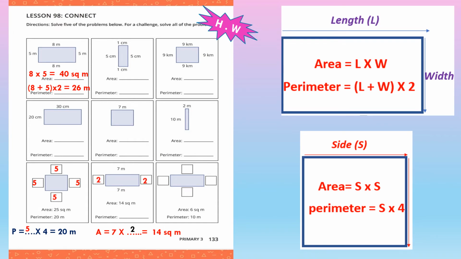Then let's find the perimeter. The perimeter equals length plus width all times 2. 7 plus 2 all times 2. 7 plus 2 equals 9. 9 times 2 equals 18 meters.